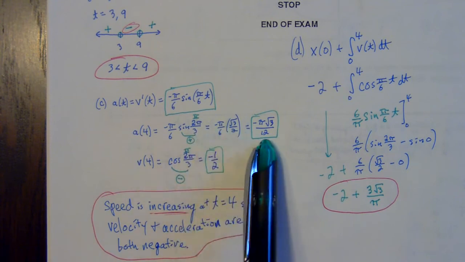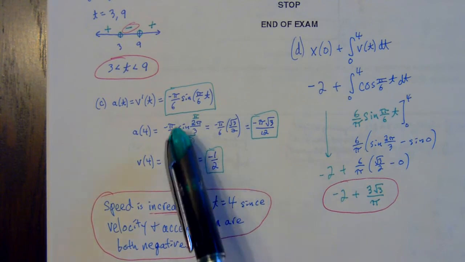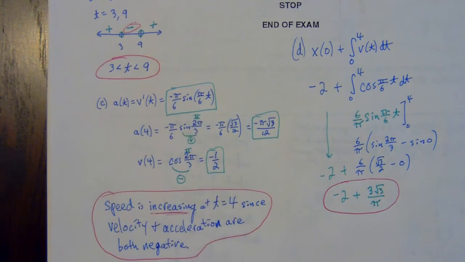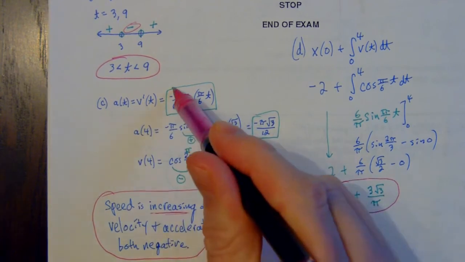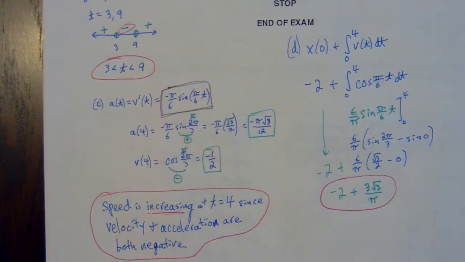And then you just multiply those together. That's the acceleration at 4. So the first part of that said find the acceleration, where you could just stop right here. The first part of that answer was just this guy, find your acceleration, and that's it, okay?